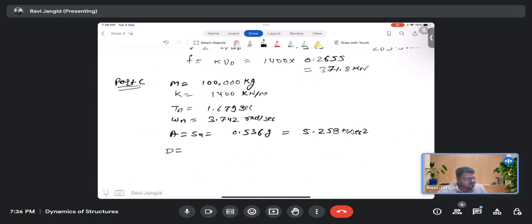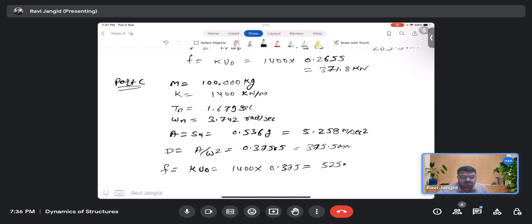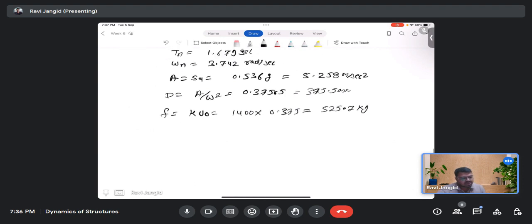So our D would be the same. So D would be 0.375.5, sorry, 375.5 mm. So now the base shear is K into U naught. So that would be 14 into 0.375, which is coming out to 525.7 kilogram.